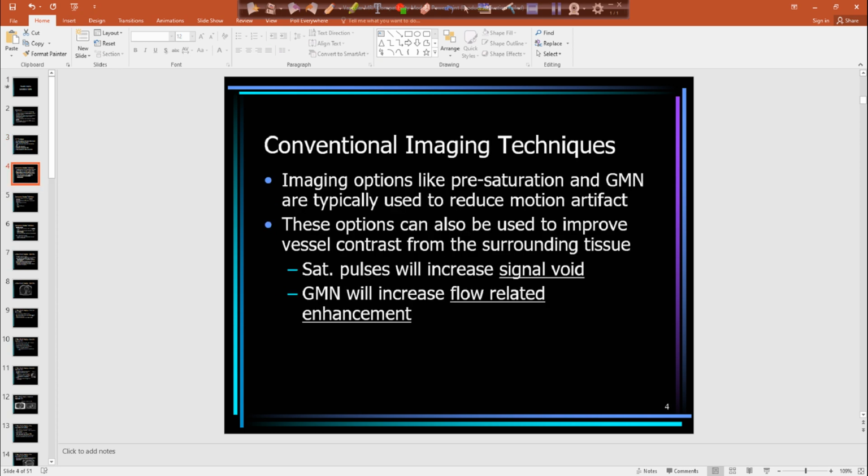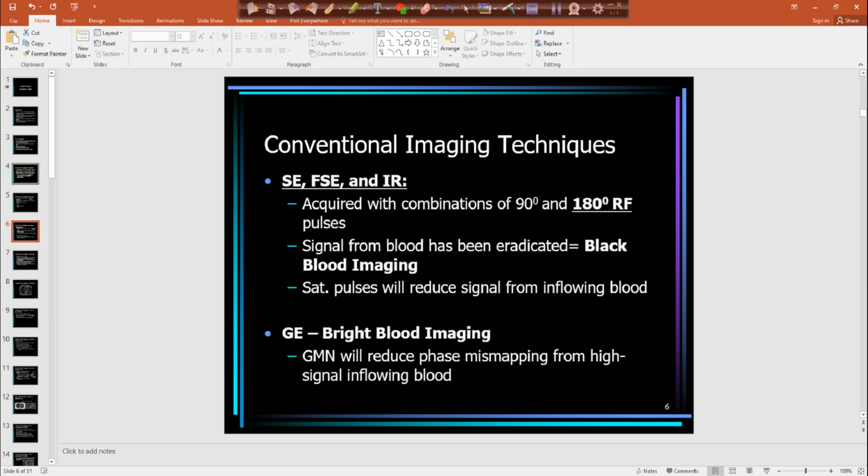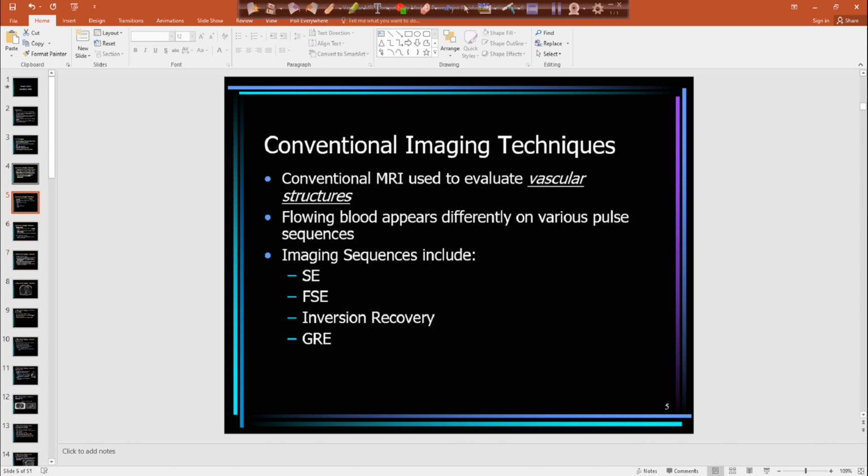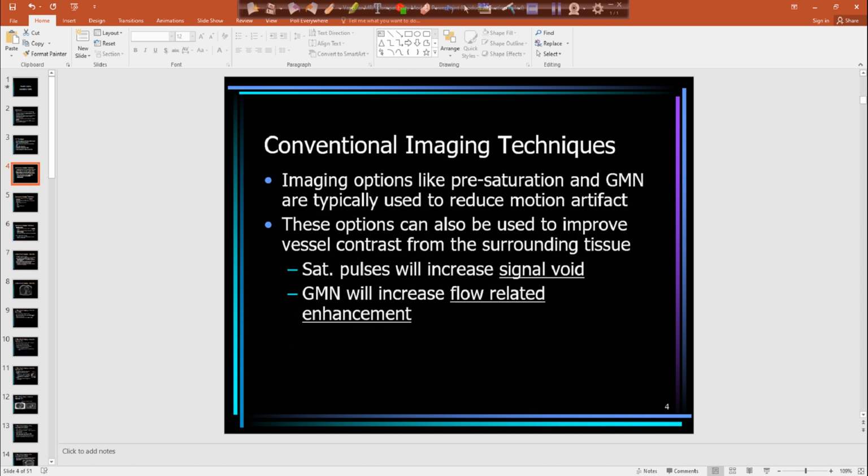All right, so the conventional imaging techniques, we basically talked about in flow. So through these first couple of slices, it's kind of review. So if you have any questions, please ask them. If it's something still not hitting home, let me know.